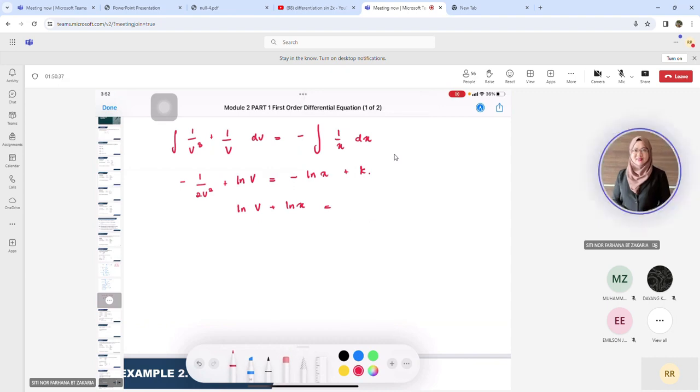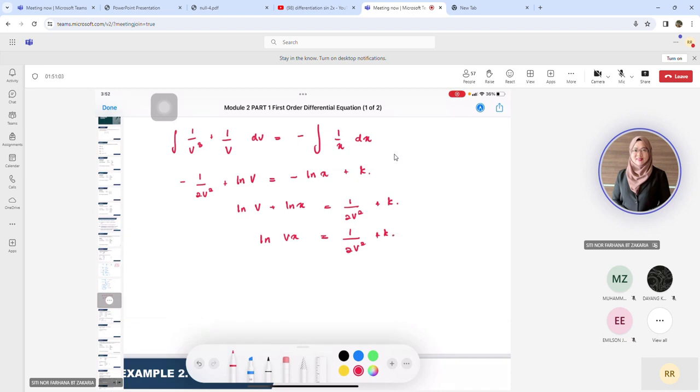Negative, put or bring it to your right side, it becomes positive. So 1 over 2v power of 2 plus k. So ln plus ln is equal to multiply. So this one will become ln vx. Okay, and then this one 1 over 2v power of 2 plus k.